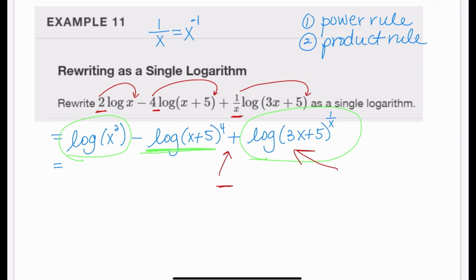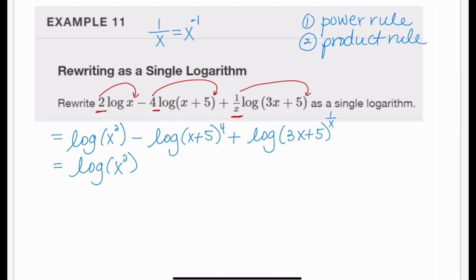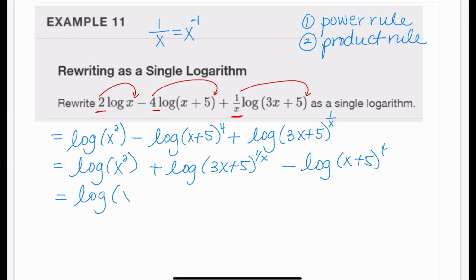But because I don't have that situation and what I have instead is that plus, then I am going to take the time to rewrite the problem as the log of x squared plus the log of (3x+5) to the 1/x power minus the log of (x+5) to the 4th. And this is going to make it easier for you to realize, okay, I know that I have to multiply these two at the beginning, and the only part that's going to go in the denominator is going to be (x+5) to the 4th power. So again, minus the log of (x+5) to the 4th.